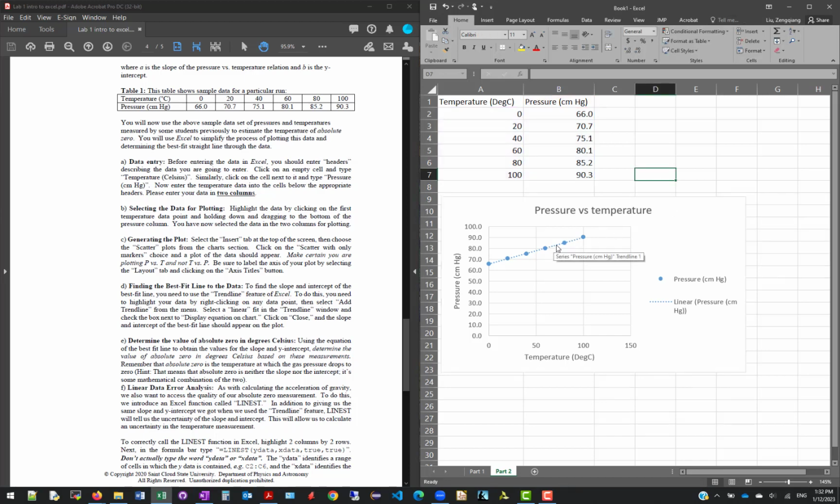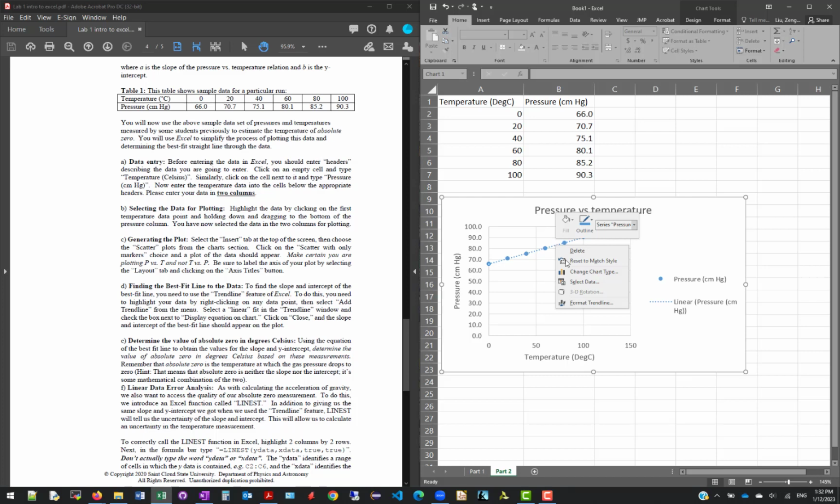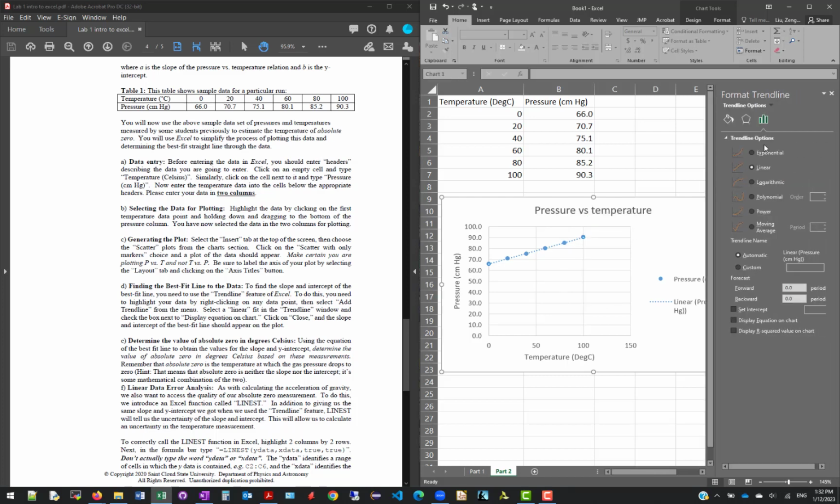So right click on these little dots where the line is. See there, format trend line. So now we have this side panel coming out. Just make sure it is linear, and I also want to check display equation. We need to know what equation the line is drawn out of, and also display the R² value.